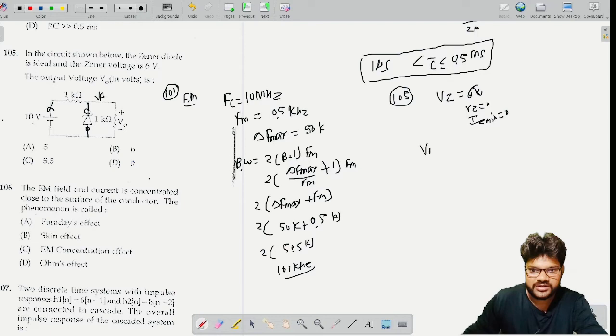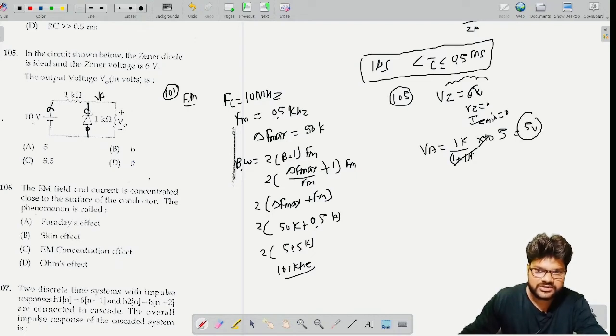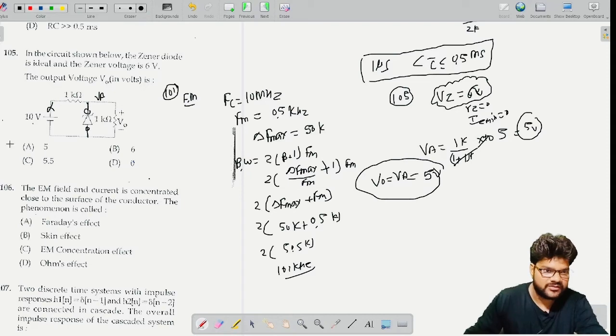Okay, so VA is going to be 1k by 1k plus 1k, because we are applying the voltage division rule, times 10. So 1 by 2 times 10 is 5, so we get VA as 5 volt. So 5 volt is less than its breakdown voltage, right? So this Zener diode will not go into breakdown and will remain open. If it is open, then VA will be the output voltage, right? So V output is VA, which we just found. This is 5 volt. So the correct option will be 5 volt, that is option A.